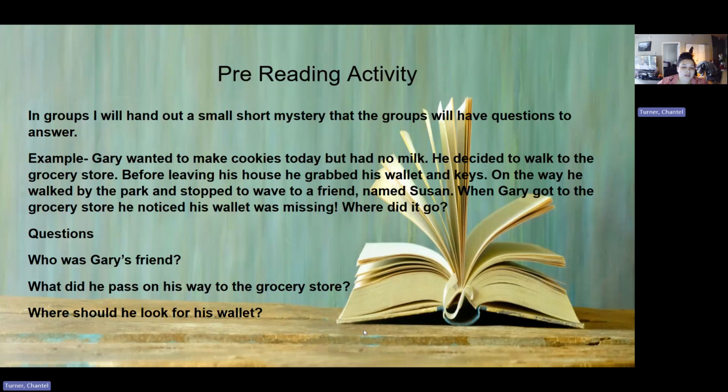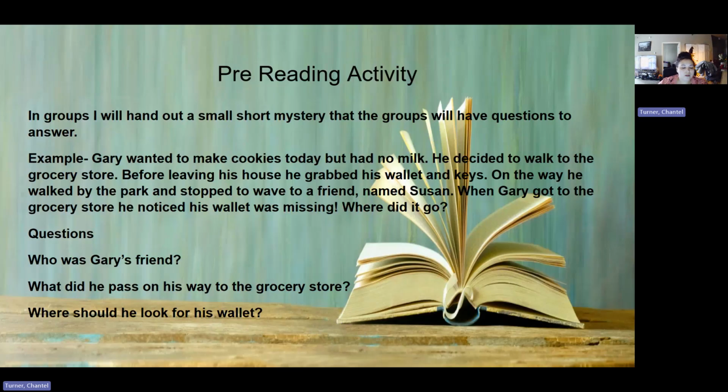Pre-reading activity. In groups, I'll hand out a small, short mystery that the groups will have questions to answer after. The example story: Gary wanted to make cookies today but had no milk. He decided to walk to the grocery store. Before leaving his house, he grabbed his wallet and keys. On the way, he walked by the park and stopped to wave to a friend named Susan. When Gary got to the grocery store, he noticed his wallet was missing.